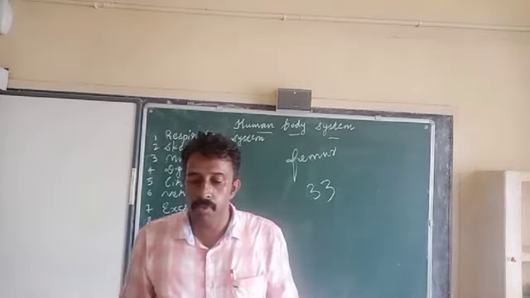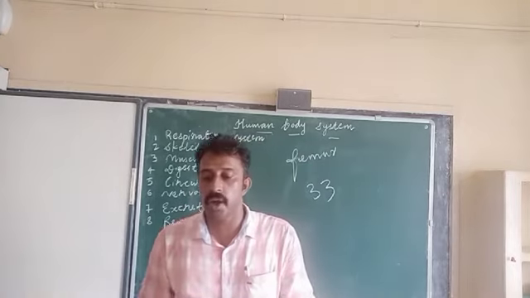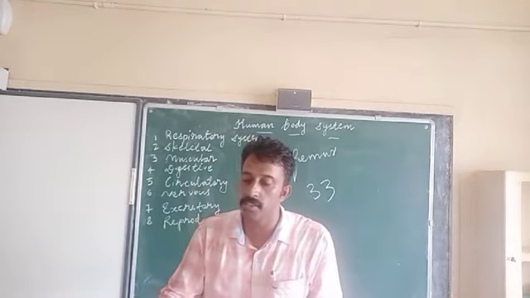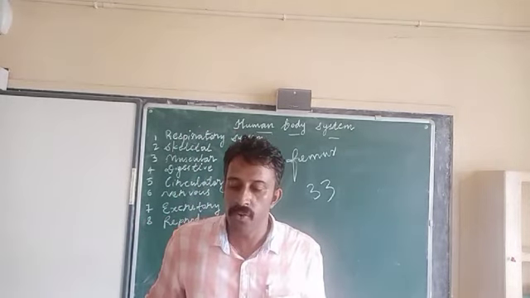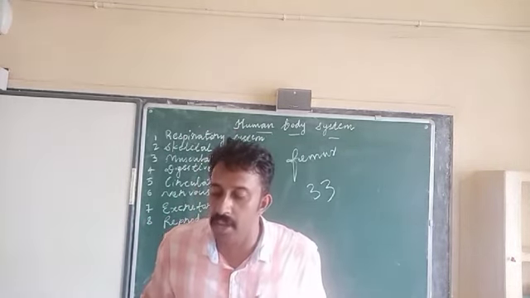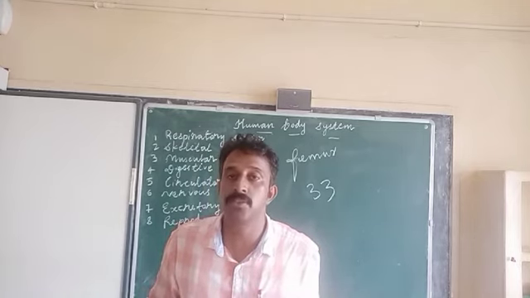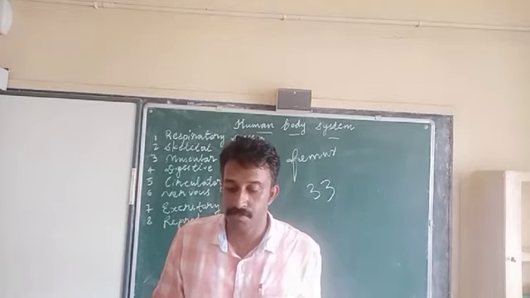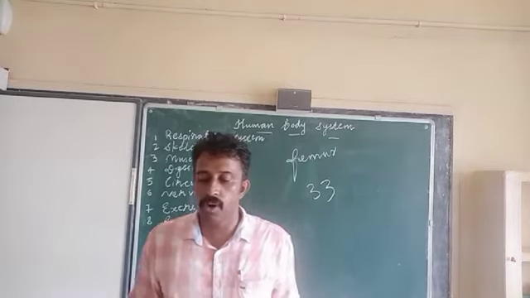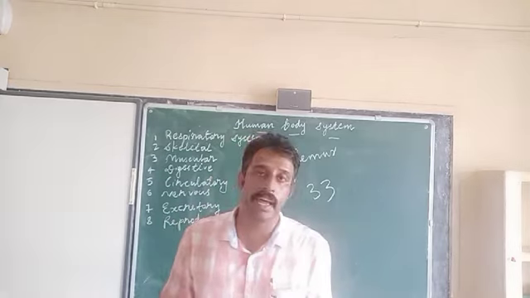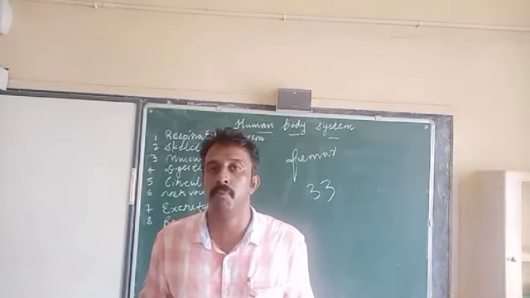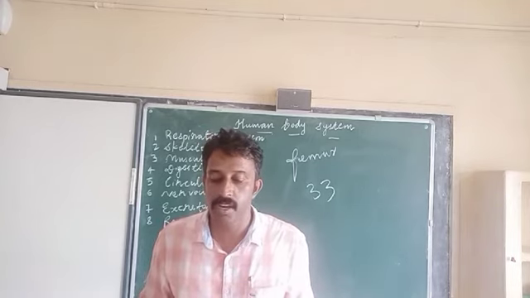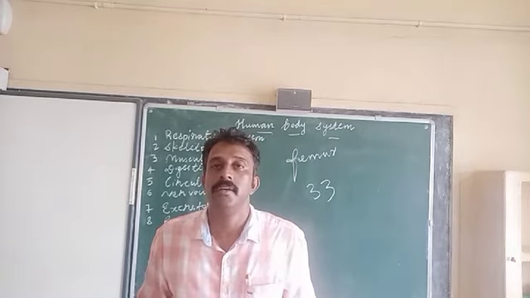Further, the next one: what is the meaning of immovable joints? Immovable joints in the human body do not move. Immovable joints connect the ends of the bones through fibrous tissue. The joints between the bones of the skull are immovable. That is the example.